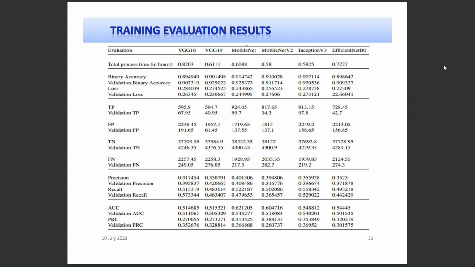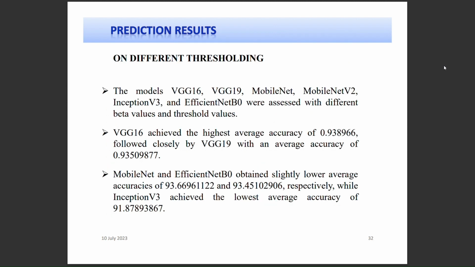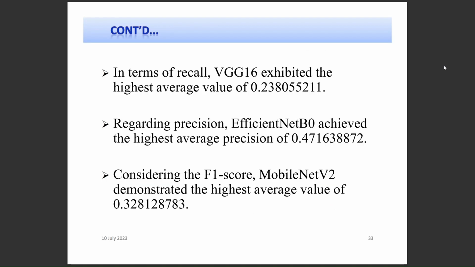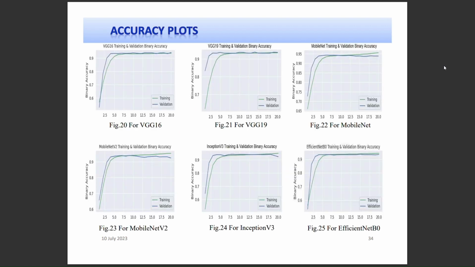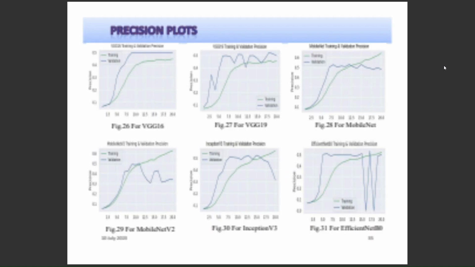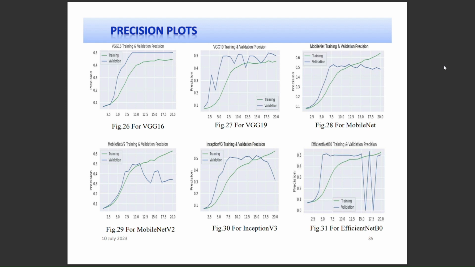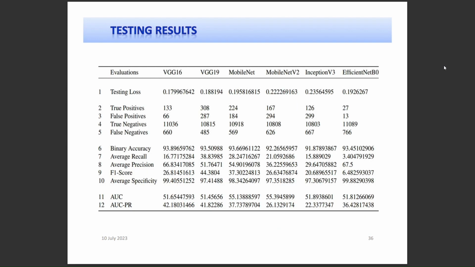VGG19 achieved the highest validation binary accuracy score of 0.929. Also, the results after training with different thresholds are evaluated. VGG16 achieved the highest average accuracy of 0.939. Also, in terms of recall, VGG16 achieved the highest average value of 0.238. These are the accuracy plots for different models. Also, the precision plots are shown here.